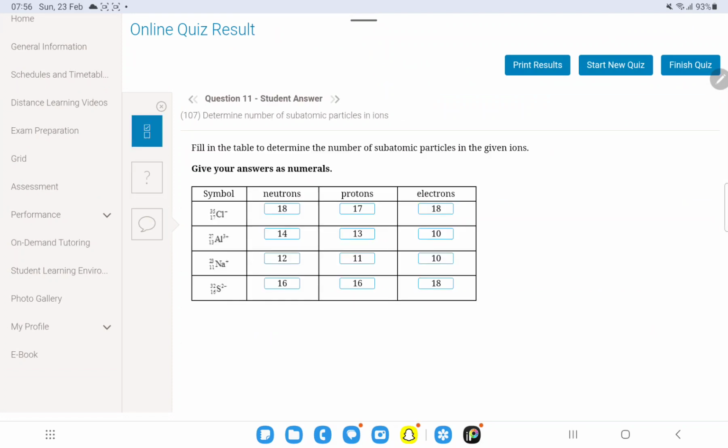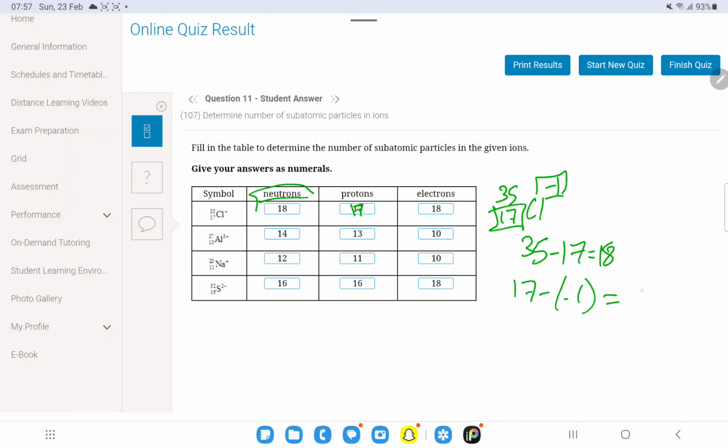Question 11. So they gave us the symbols and they want the number of neutrons, protons and electrons. 35 17 Cl-. We first want the neutrons. We said before, big number minus small number, 35 minus 17, and it's equal to 18. Now protons, the number that's down, so 17. Electrons, I told you in the last question, you get the atomic number minus the charge. The charge here is minus 1, so 17 minus minus 1 equals 18.